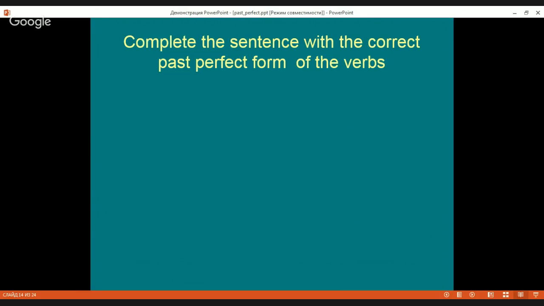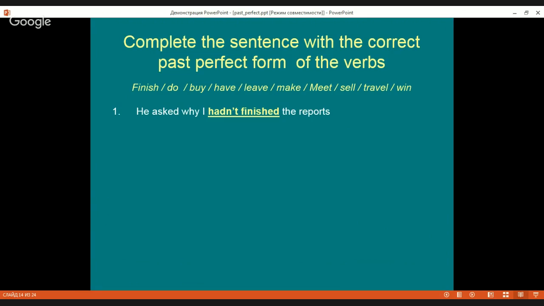Now, guys, there is a little task for you. You will need to complete the sentence with the correct past perfect form of the verbs. Here are the verbs, and please pay attention. Some of them are irregular, so you will need to remember the third form. For example, he asked why I hadn't finished the reports. Now I will project the rest of the sentences, and you will need to choose one of the verbs and put it in past perfect form. Sometimes you will need the negative.